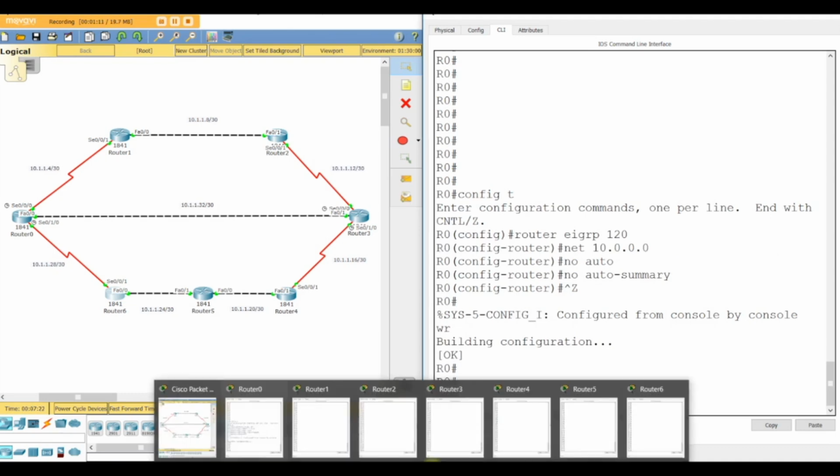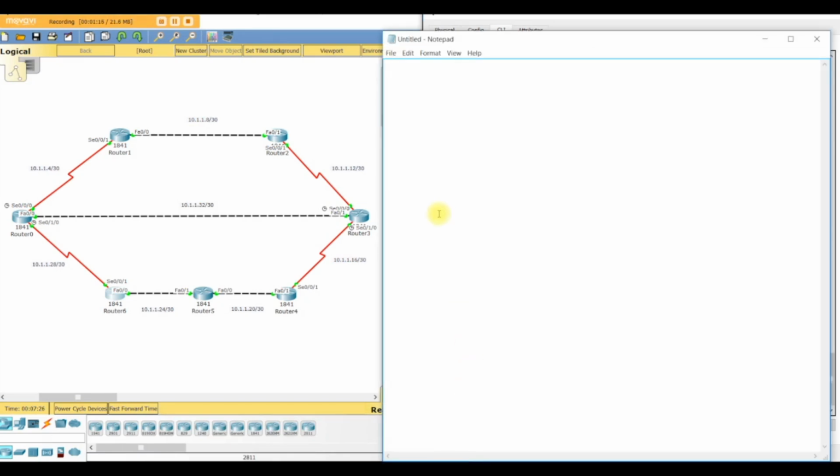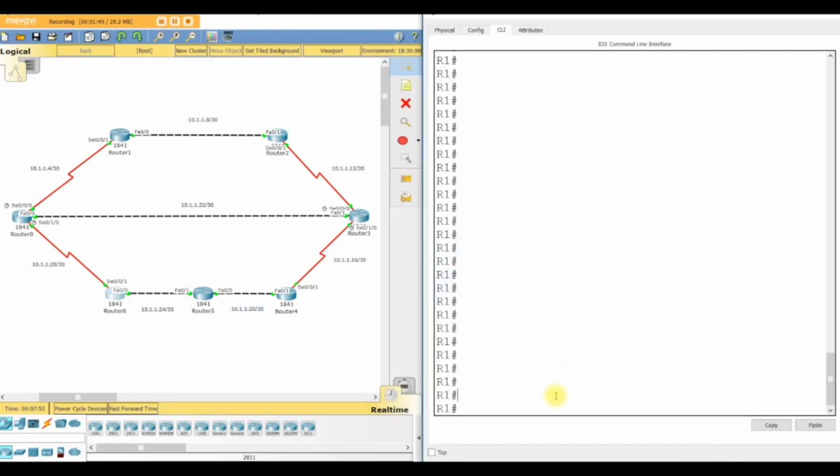All right. So let's go ahead and pick router 1. Yes, I have them all open already for you. But let's make life easy for us. Router EIGRP 120, network 10.0.0.0, because it'll summarize it. It does summarize just like RIP version 2. No auto-summary. Then we'll do a WR. Then a couple enters there. We'll do Control A, Control C. And then all we got to do, let's get rid of that notepad right there.